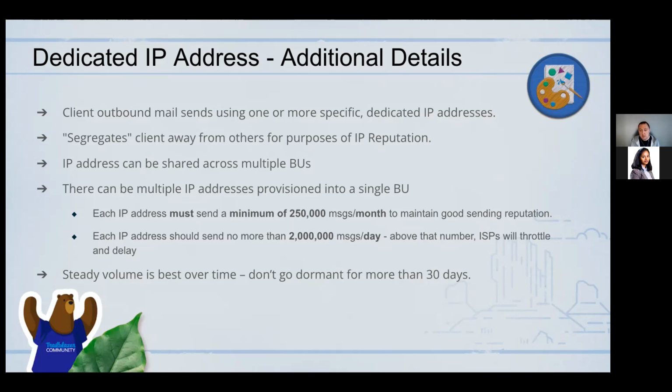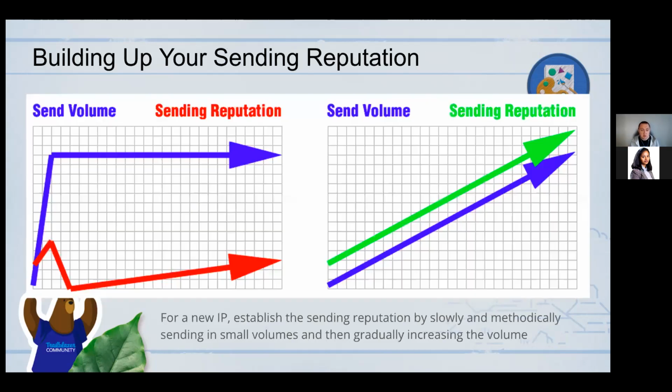The last point is steady volume is best over time. I'm going to talk next about building reputation, but it's important to remember that our recommendation based on the practices is to ensure that the send IP is not dormant for more than 30 days. It has to be active, and you maintain that send volume over a period of time, periodically. It never spikes up and then drops down. That's not the best practice and usually leads to requirements of rewarming IP addresses. So adjusting the strategy to spread across the sends is really a good idea.